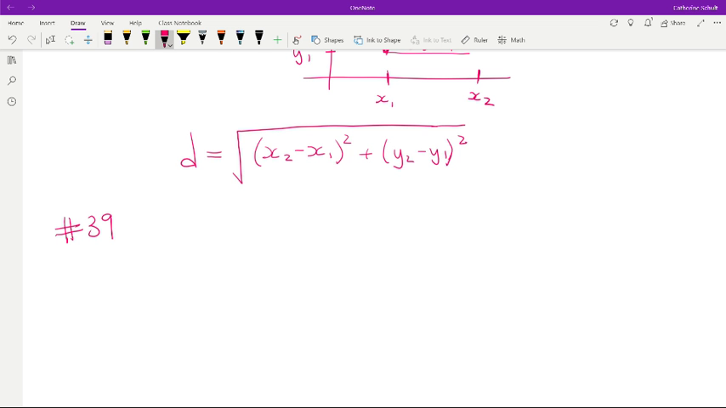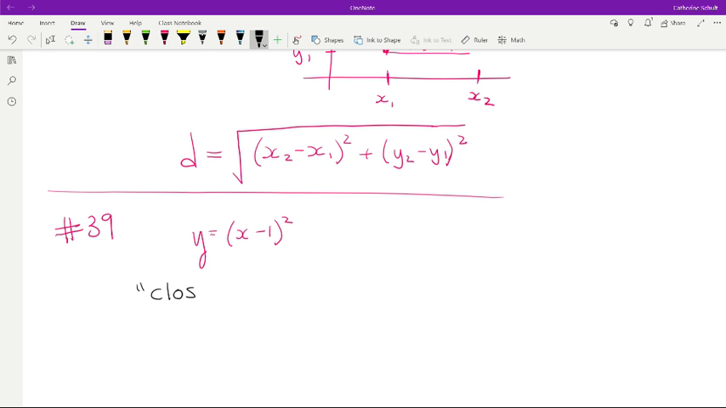Number 39 says we're going to use Newton's method to find the coordinates correct to 6 decimal places of the point on the parabola y equals x minus 1 squared that is closest to the origin. All right, well, if we're talking about closest, what kind of problem are we in? We're in an optimization problem. So we want to find the point that's closest to the origin.